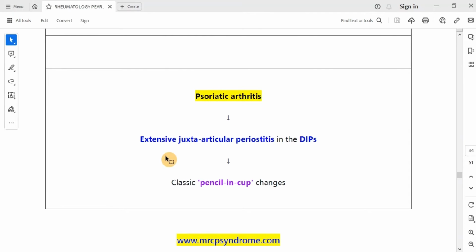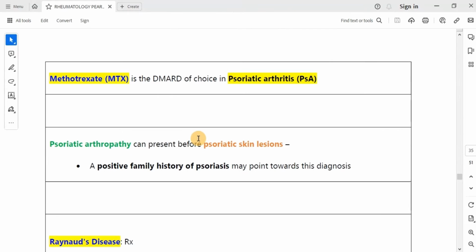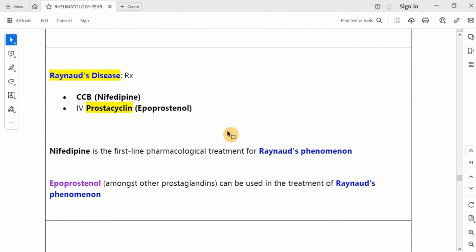Psoriatic arthritis will have extensive juxtaarticular periostitis in the DIP joint, which will ultimately lead to the classic pencil-in-cup changes. MTX is the DMARD of choice in psoriatic arthritis. Psoriatic arthropathy can present before psoriatic skin lesion. A positive family history of psoriasis may point towards this diagnosis.